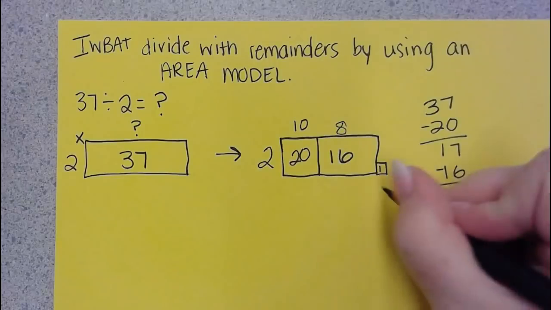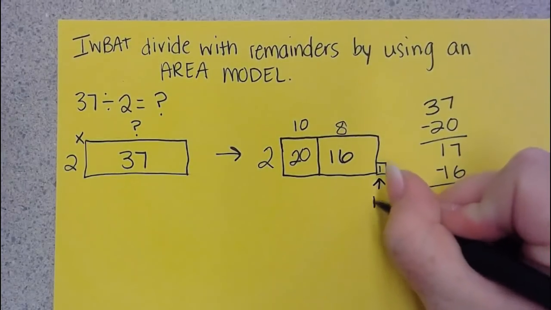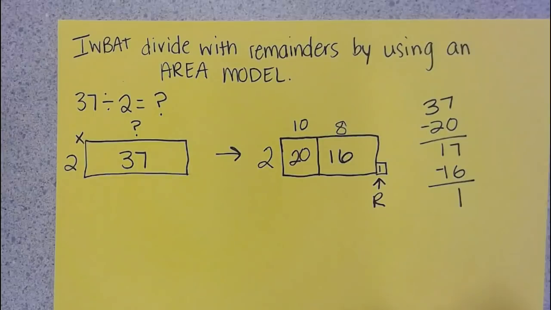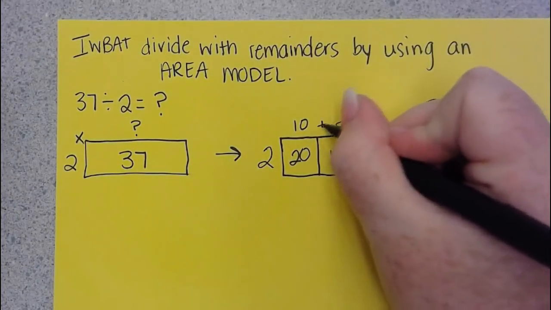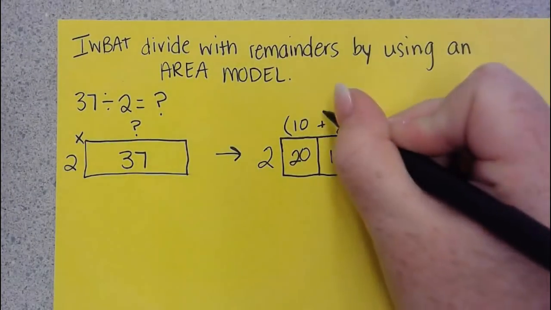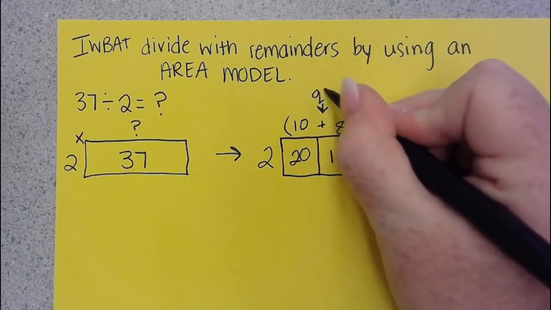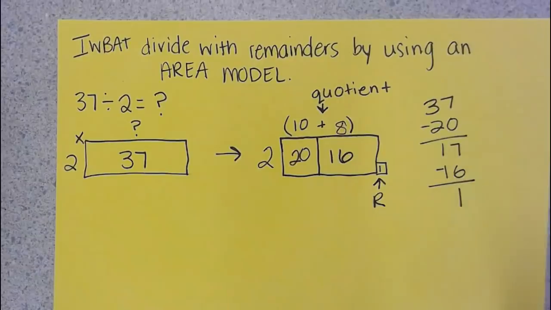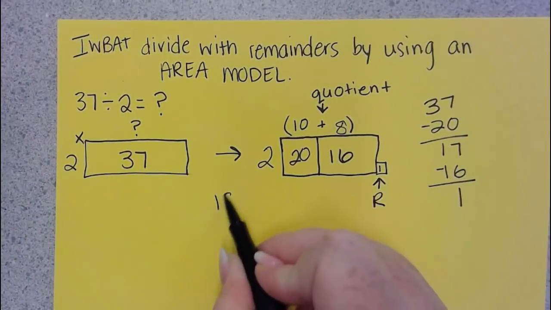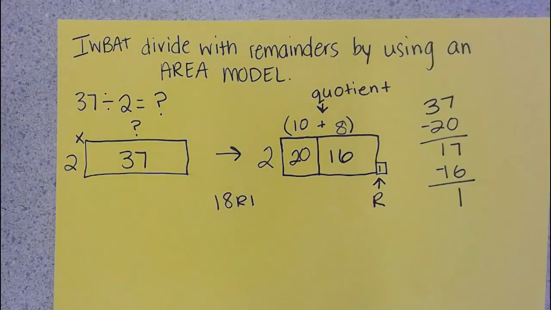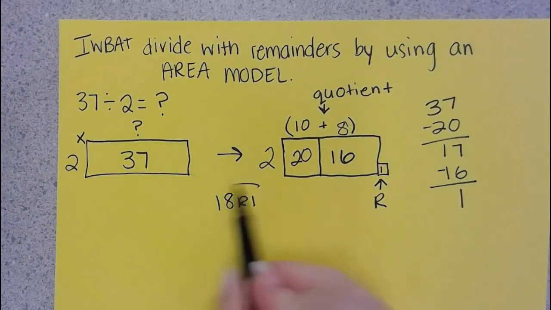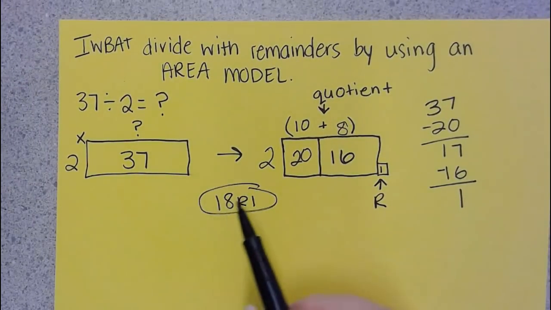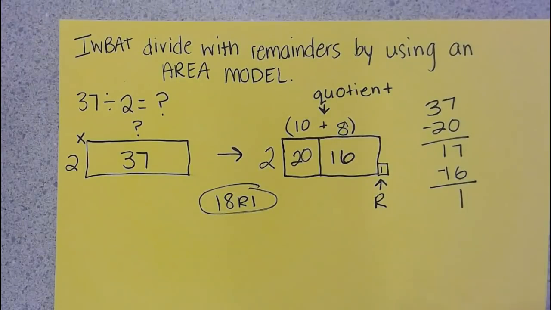Alright, so this, okay, is my R. That's my remainder. Okay, and then these together, alright, make my quotient. So 10 plus 8 is 18. And then I'm going to have a remainder of 1. So 37 divided by 2 is 18 with a remainder of 1.